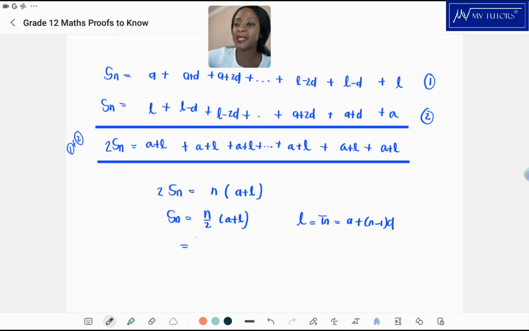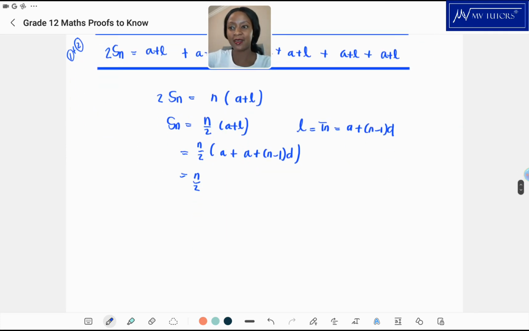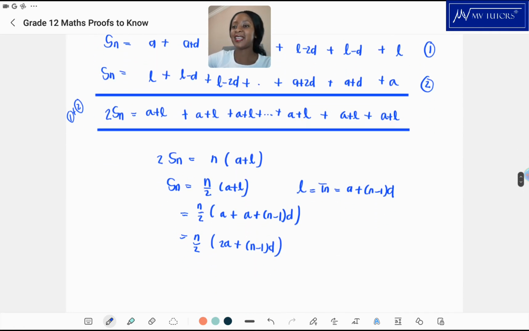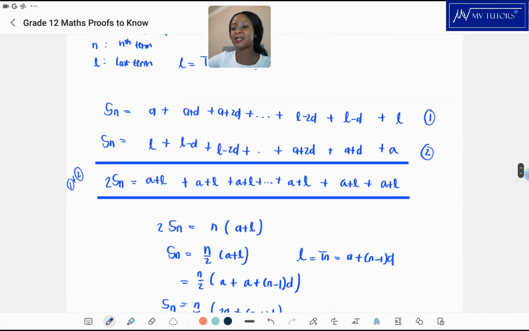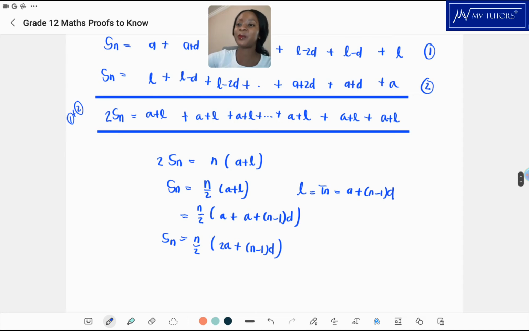When we do that, we have n over 2 times a plus a plus n minus 1 d. When we simplify that, we have n over 2 times 2a plus n minus 1 d. Do you see that it now gives us the other form, n over 2 times 2a plus n minus 1 d? So we have proved both.